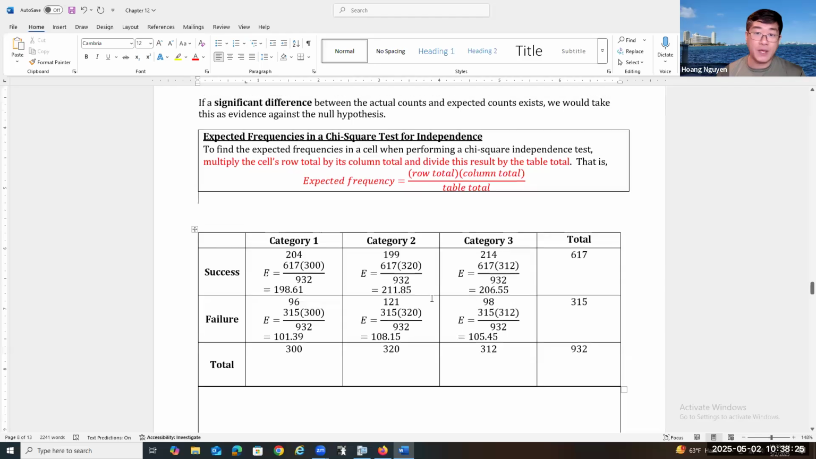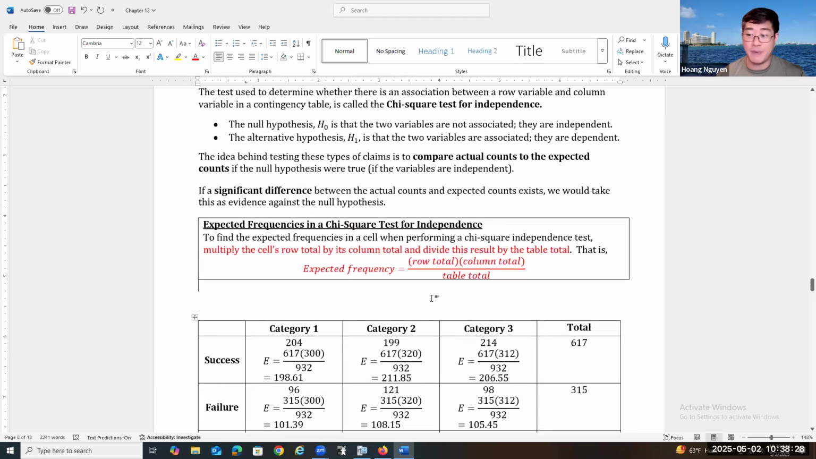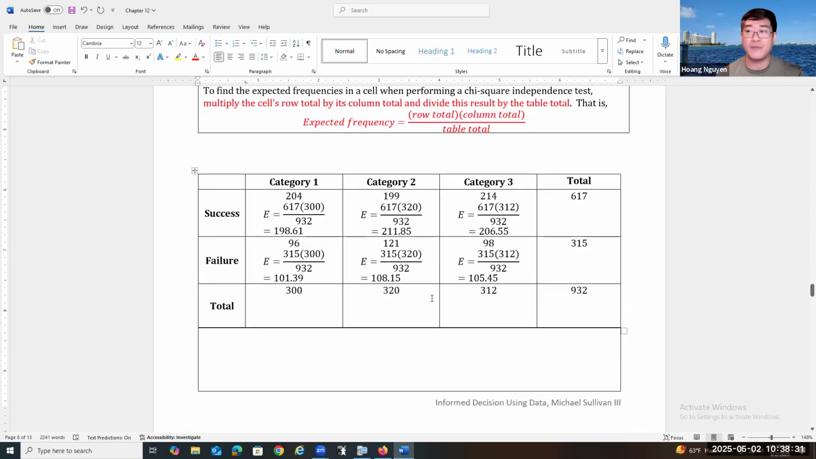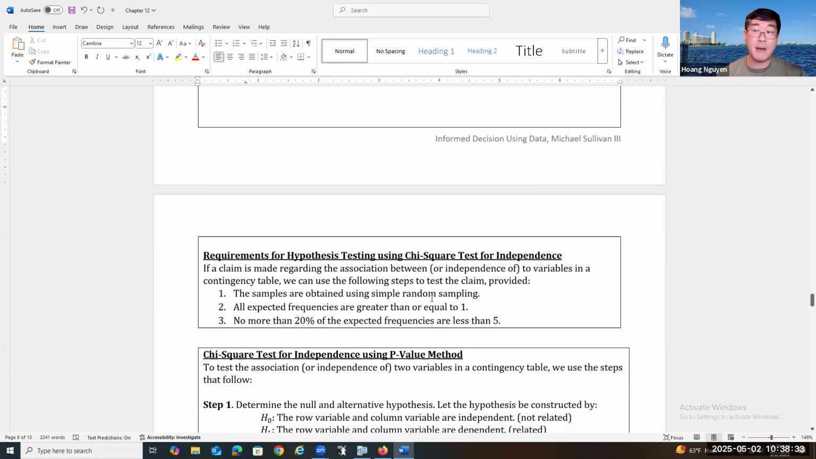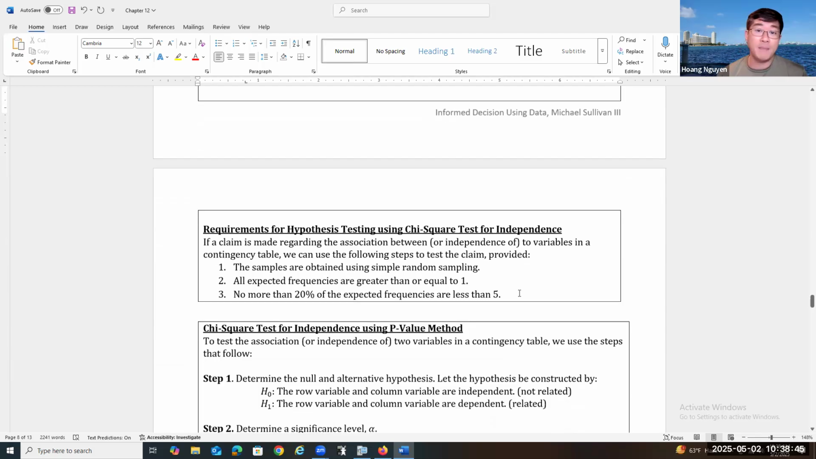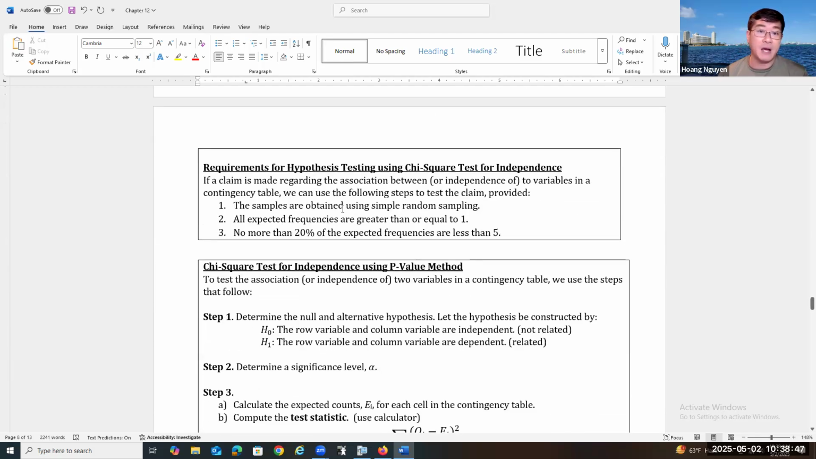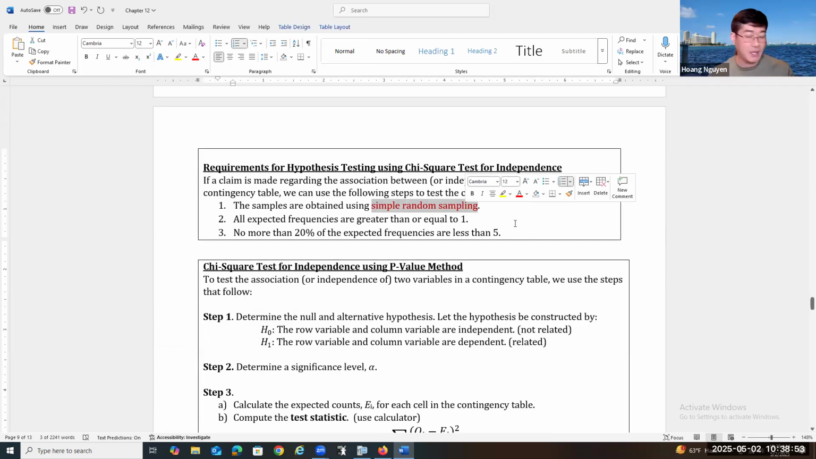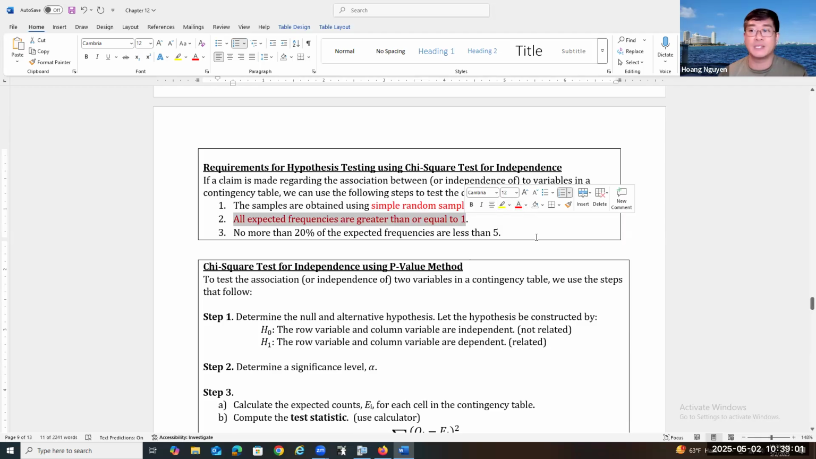Okay, so after we got the idea, right? After we know how to calculate expected frequency, now we're going to talk about the hypothesis test for independence. So step number 0, you have to check the conditions. So let's see what the conditions are for the test of independence. The first requirement you want to make sure of is that the samples are obtained using simple random sampling. So make sure that the sample we selected is random. The second requirement is all of the expected frequencies are greater than or equal to 1, at least 1.